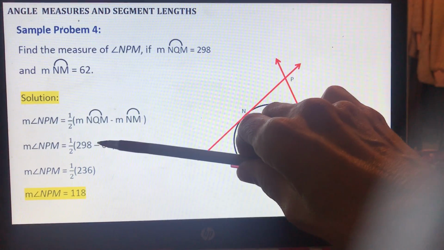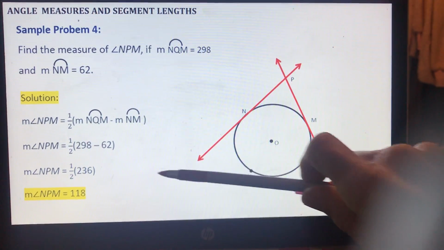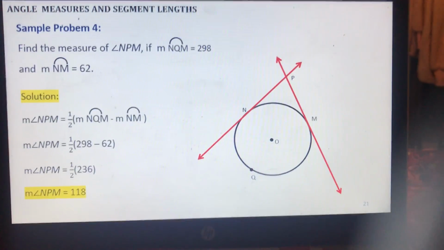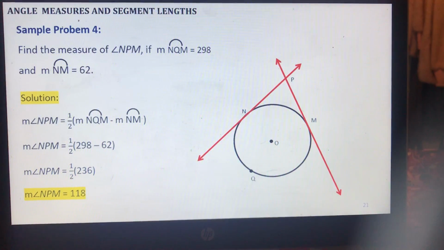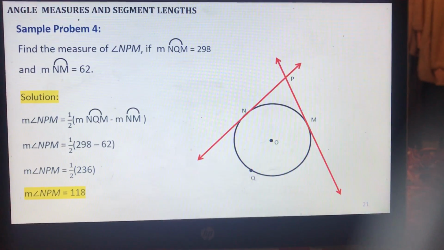So we just plug in the values. 298 minus 62 is 236. And then 1/2 of 236 is going to be equal to 118, which corresponds to the measure of angle NPM.